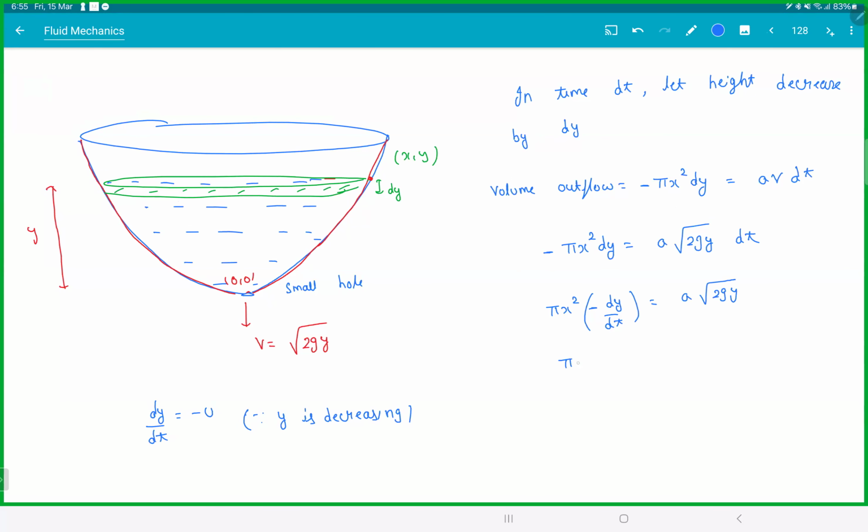So this will be pi x square u, which is a constant. This is a into root 2gy. Square on both sides: pi square u square x power 4 equals a square 2g y. So y is equal to pi square u square by 2g a square x power 4. Yeah, that is power 4, everyone.